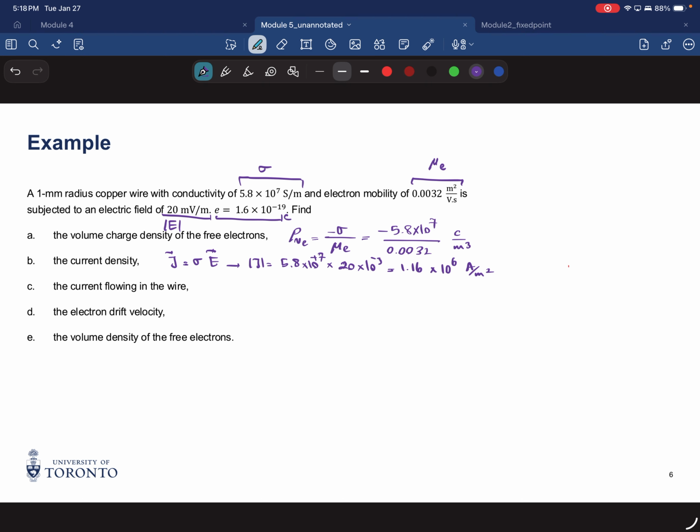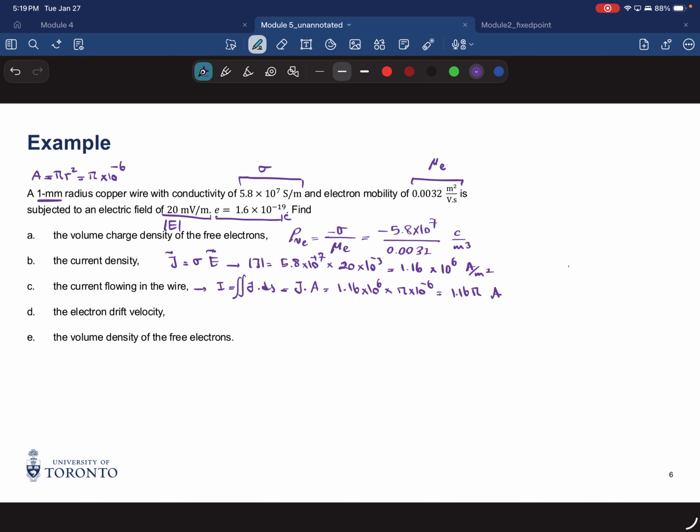Or 5, yes, I think so. Now the current flowing in the wire, I, is J dot ds, or if it's uniform, J multiplied by area. 1.16 10 to the power of 6. This is 1 millimeter, with the area being pi r squared, pi multiplied by 10 to the power of minus 6. And that's going to be 1.16 pi ampere.